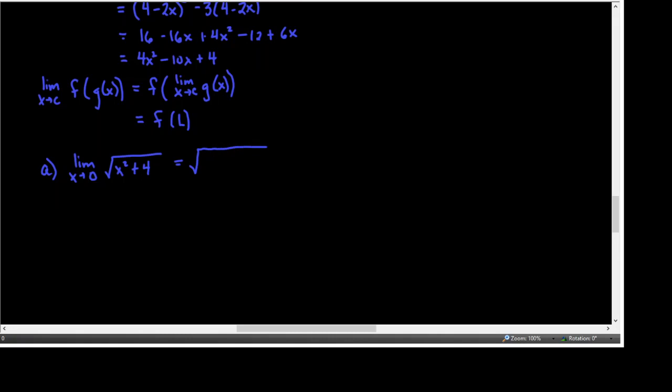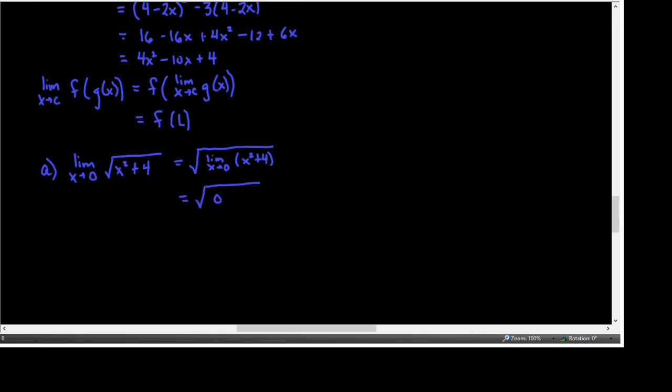So the outer function is f of x is the square root of. The g of x is the polynomial under that radical. So I'm going to go inside with my limit to the innermost function and take the limit as x approaches 0 of x squared plus 4.